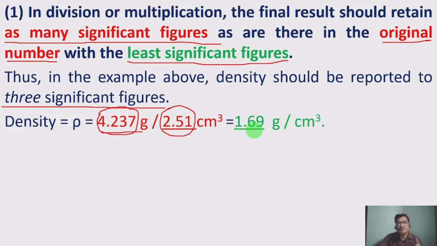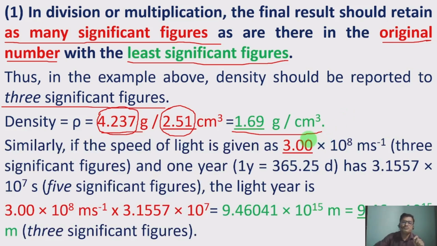Therefore, this will be 1.68804 something. The density we have calculated is rounded to 1.69 gram per centimeter cube only. This is the rounding off in the division operation, considering the significant figures. Now we'll take another example.